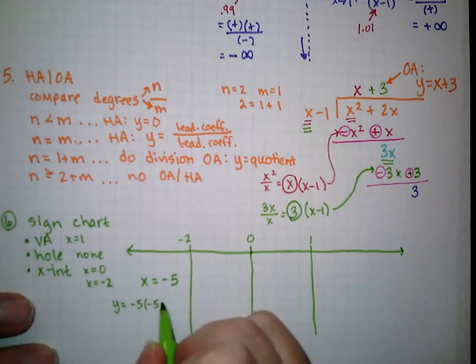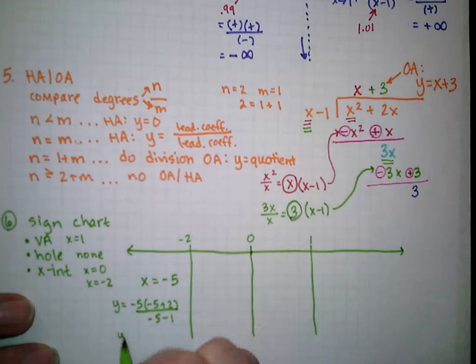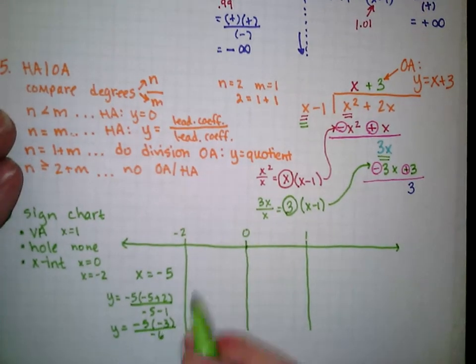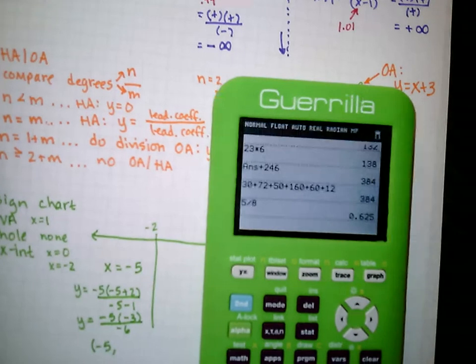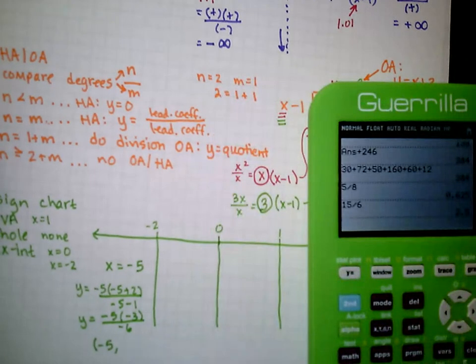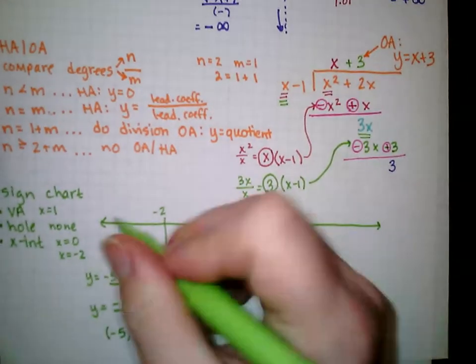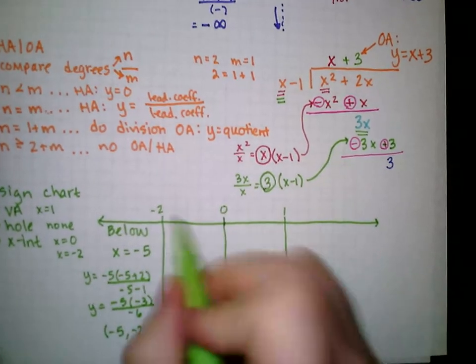-5 times -5 plus 2 divided by -5 minus 1. So that is -5 times -3 over -6. That is 15 divided by -6. So -5 comma, I'm going to get a calculator because I'm going to make this into an ordered pair that I can add to my graph. That is -2.5. So that's going to also tell me that my graph will be below the x-axis from -infinity up to -2.